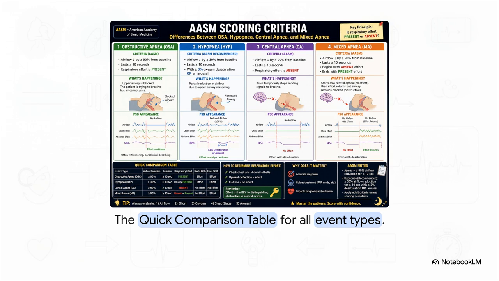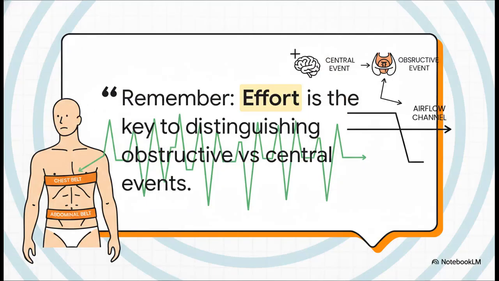If effort is present with no air, it's obstructive. If effort is present with some air, it's hypopnea. If effort is absent altogether, it's central. And if it shifts from absent to present, that's mixed. So the most crucial point is exactly what we established at the very start of this explainer. Remember, effort is the key to distinguishing obstructive versus central events. If you just keep your eyes locked on those chest and abdominal belts on the polysomnography chart, the mysteries of the airflow channel are going to instantly make sense to you.